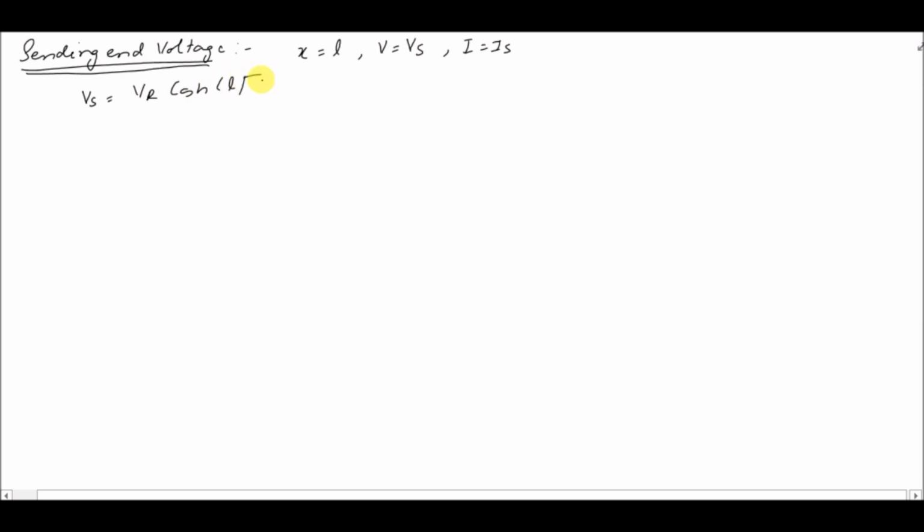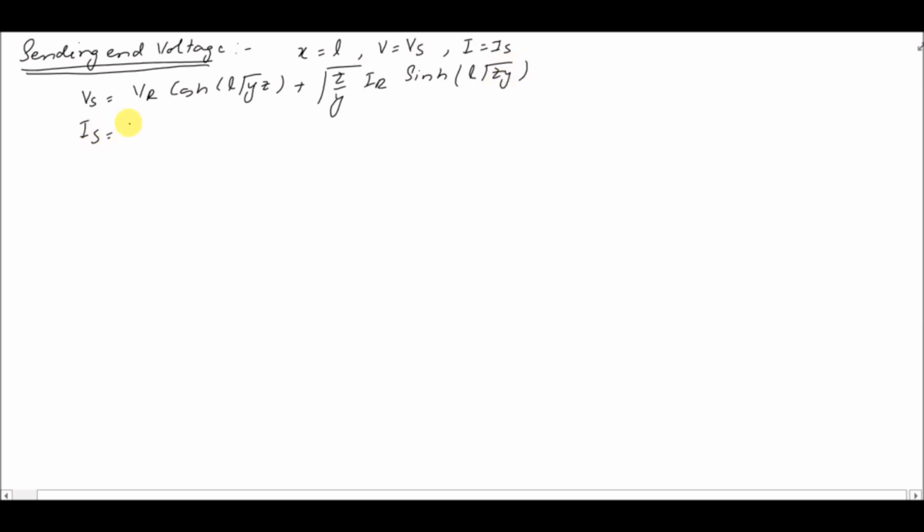Now to calculate the sending end voltage, we have to use the sending end values for x, which is equal to L. For voltage it was equal to Vs, and for current it was equal to Is, right? So the equation for the sending end will be Vs is equal to VR cosh L under root YZ plus under root Z over Y IR sinh L under root ZY.